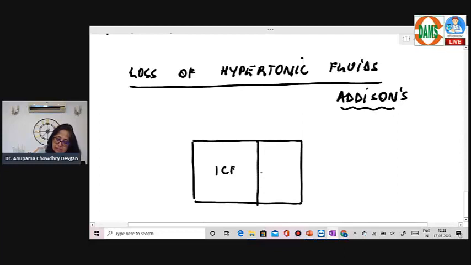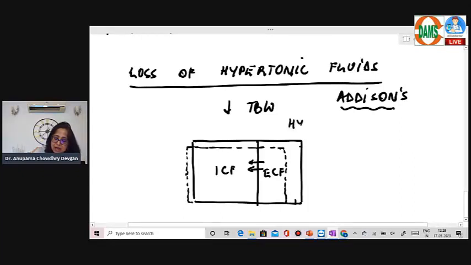ICF, ECF. Now there is going to be decrease in total body water, definitely. Loss will be first from the ECF, but what will happen to ECF? So ECF volume will reduce, but ECF osmolarity will also reduce. Yes? So if ECF osmolarity reduces, water will shift from ECF to ICF till the osmolarity is the same on both sides. So this is what is going to happen. This is your hypoosmotic dehydration.